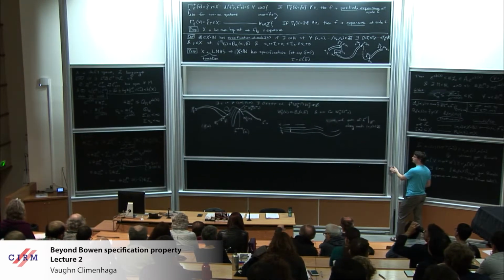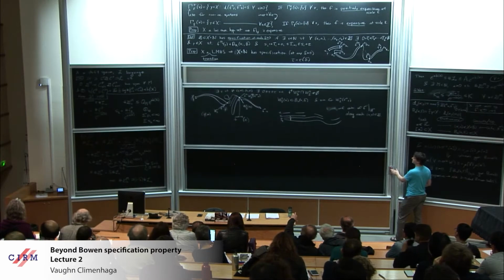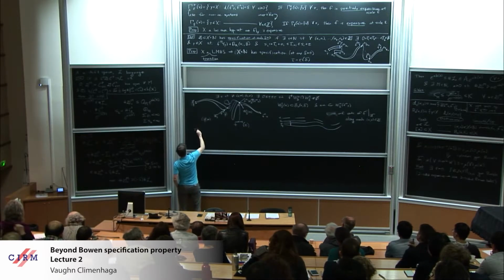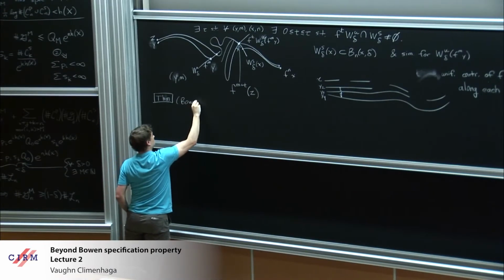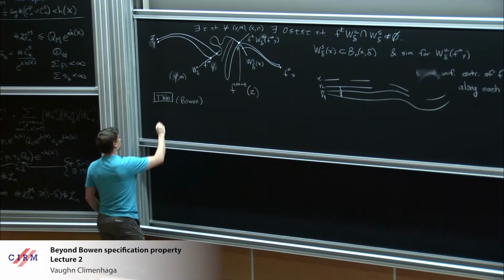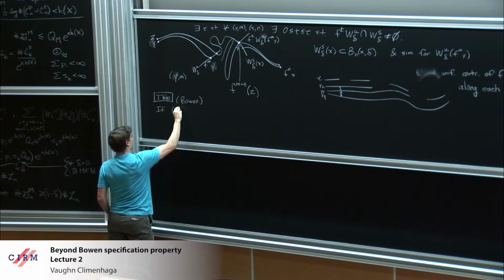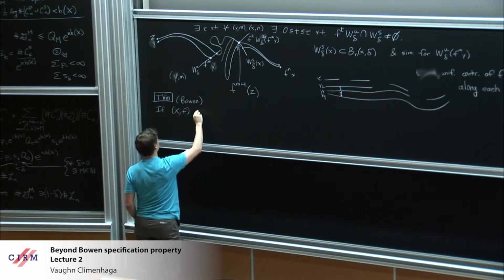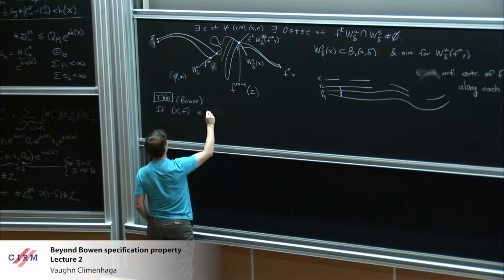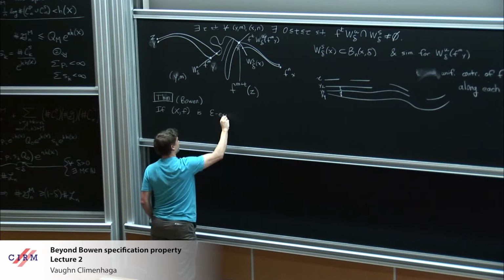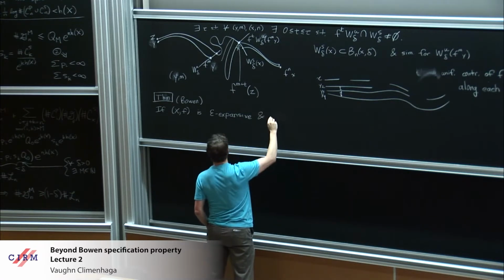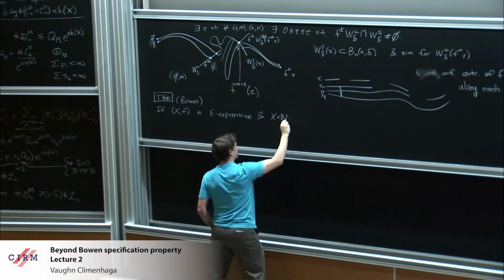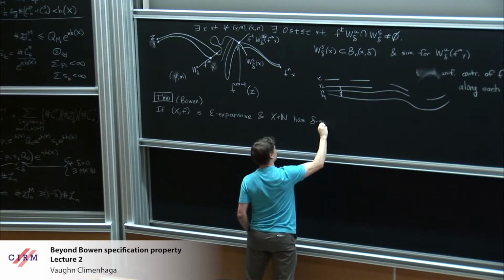So now I should state Bowen's theorem. Oh, let me bring this back down. And then I should state our theorem. So Bowen's theorem, which I mentioned last time in the symbolic case, says the following. Suppose I have a compact metric space, a continuous map. Suppose it's epsilon expansive. So it's expansive at scale epsilon. And it has delta specification, meaning that the whole space of orbit segments has delta specification.